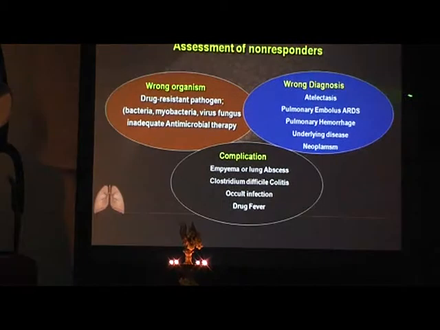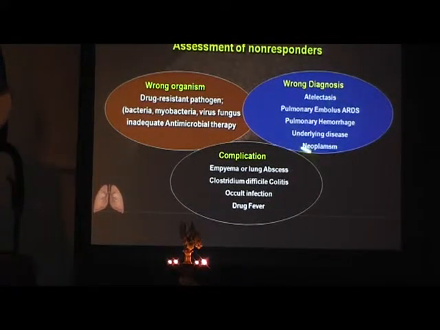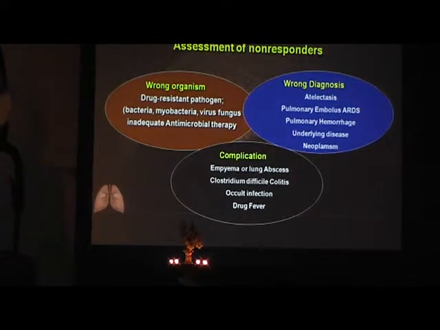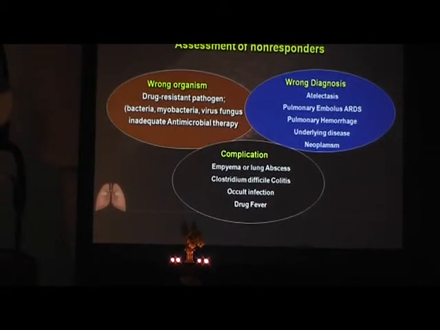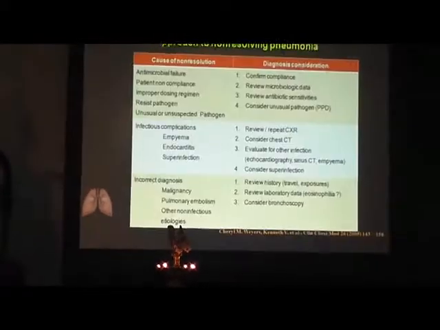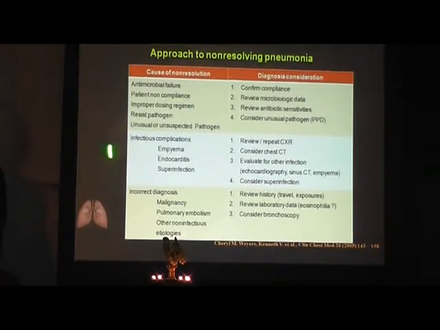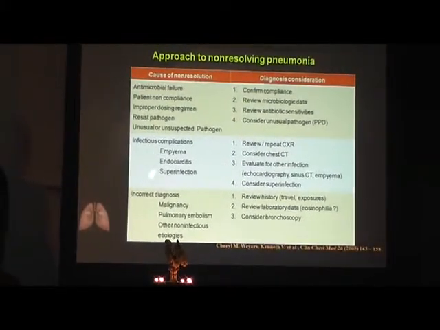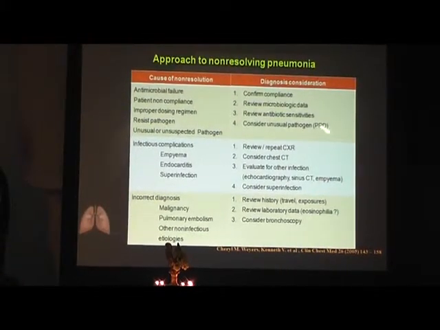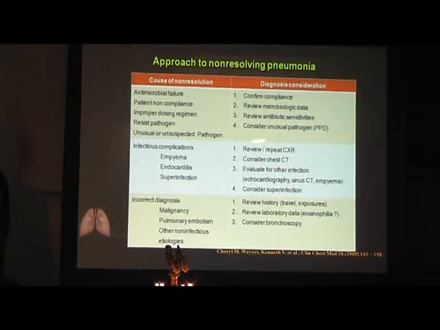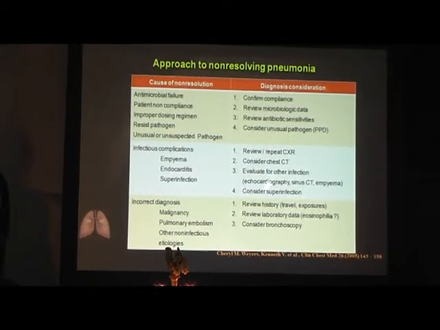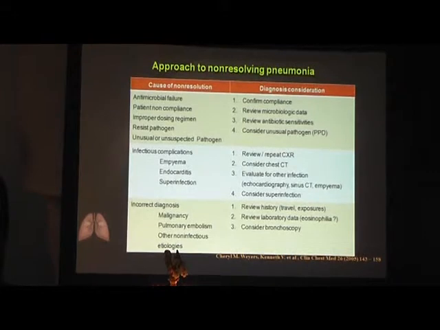Look at atelectasis, pulmonary embolism, pulmonary hemorrhage, underlying diseases, neoplasm. These are all things that we need to understand and appreciate. We're looking at them as we go on here. We just put this down: infectious complications, incorrect diagnosis, antimicrobial failure. Then you confirm compliance, you review, repeat a chest X-ray. And I think a repeat chest X-ray is something very important.